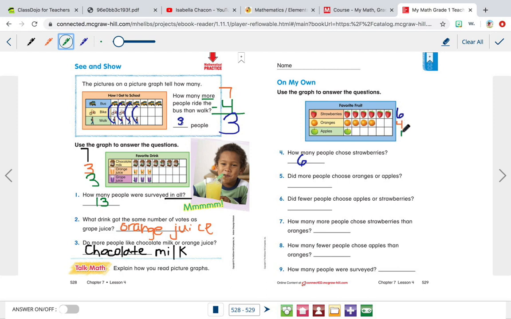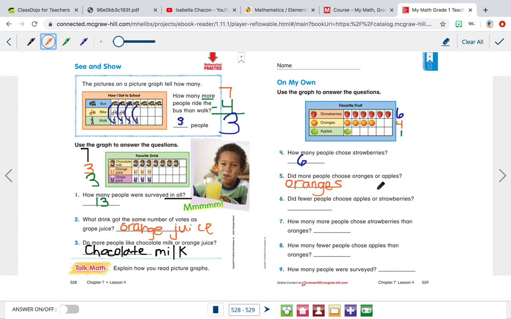You don't have to count it to the side. I just put the numbers to the side because it makes it easier for you to see how many there are, but this is very easy. So we can already see without even counting that there are more oranges than apples. So we're going to say oranges. We're not going to say 4, we're going to say oranges because they're asking about the fruit, not the number. So more people liked oranges than they liked apples.